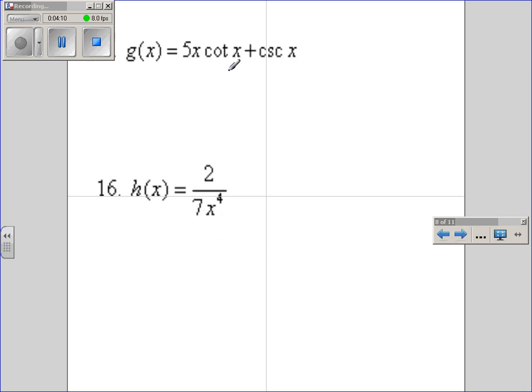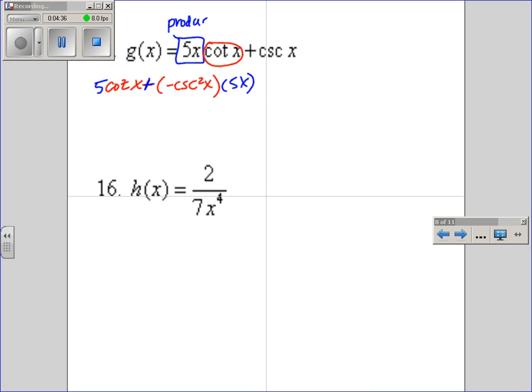Number 15. Okay, two separate problems. Don't get confused. This is not a product rule between these two. One problem and another problem. For the first part, we need to do the product rule. The derivative of the first, 5, times the second, plus the derivative of the second, which is negative cosecant squared x, times the first. So product, don't forget product plus.